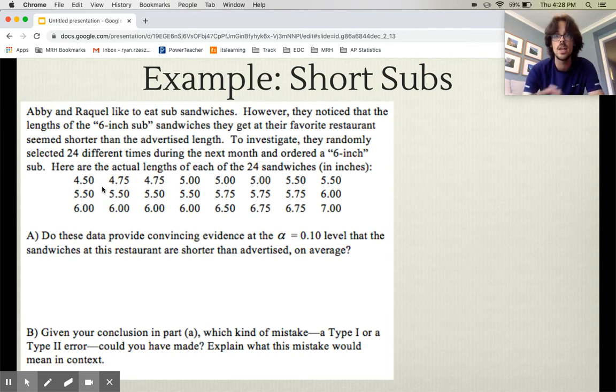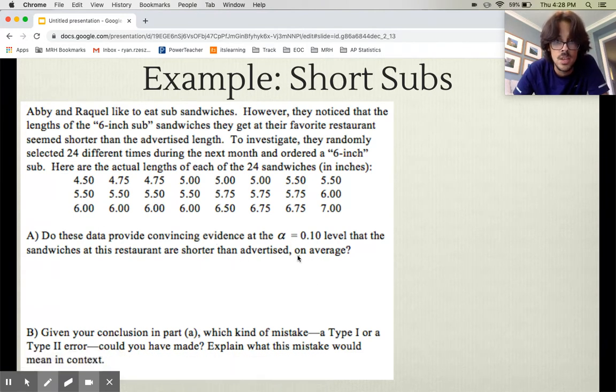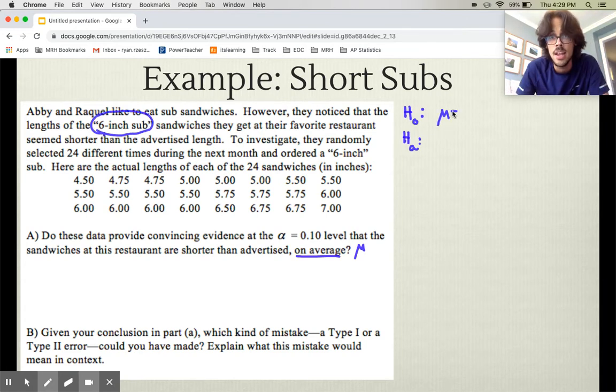So because it's a quantitative problem, we are going to set up a significance test for our mean, mu. And they say "on average" right here, which is a signal to you that we are testing mu. The first thing we're going to do is set up our hypotheses. We're going to have H0 and HA. In this problem, we're going in assuming that nothing fishy is going on, status quo, that the subs are actually 6 inches like they're supposed to be on average. So H0, the null hypothesis, is that the mean is 6, like it's supposed to be.